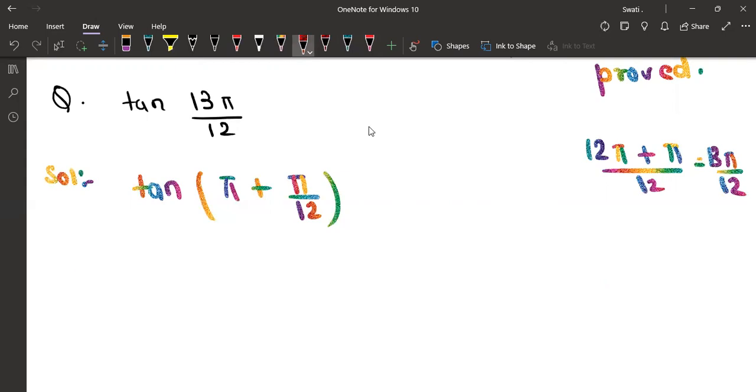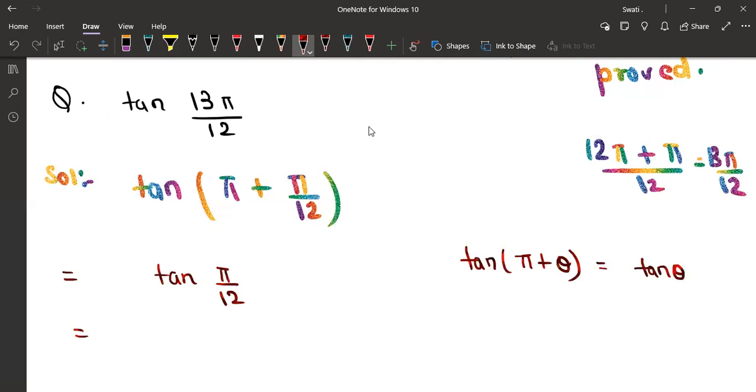Because I know that we have a formula of tan pi plus theta. That is why I brought 13 pi over 12 in the form of pi plus some angle. We know the formula of tan pi plus theta is tan theta. So using this formula, it will become tan pi by 12 only, right? And now this tan pi by 12, of course, we don't know the value of this.